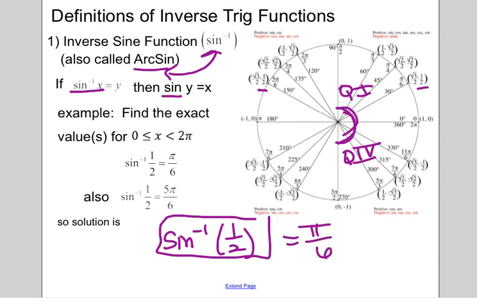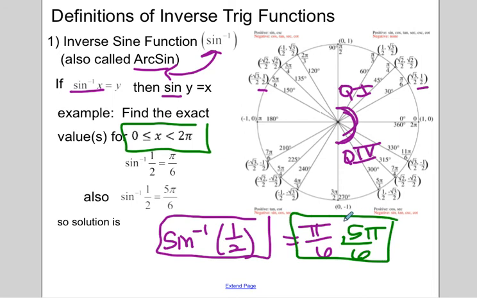However, most of our problems tell us to do it for the whole circle, so then you would tell me every option on my circle where my sine value is 1/2. So what would our solution be for this one? For sine inverse of 1/2, you would tell me pi over 6 and 5 pi over 6. The reason being is because they're looking at the whole unit circle from 0 to 2 pi.